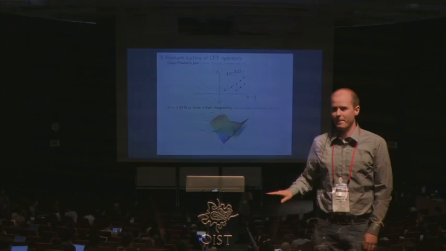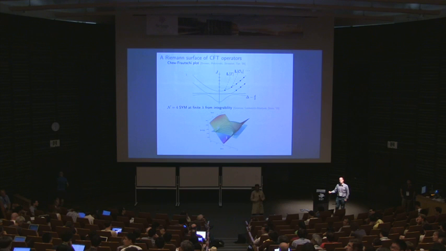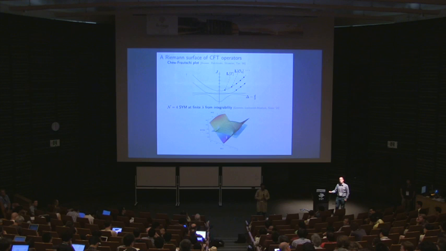Question there. Since you have some control over the large spin, I was wondering if you could derive something like the analog of the Kerr bound from CFTs. If you look at states with high energy, the angular momentum has an upper bound given by the energy. Is that something that you can get a handle on from the spectrum?